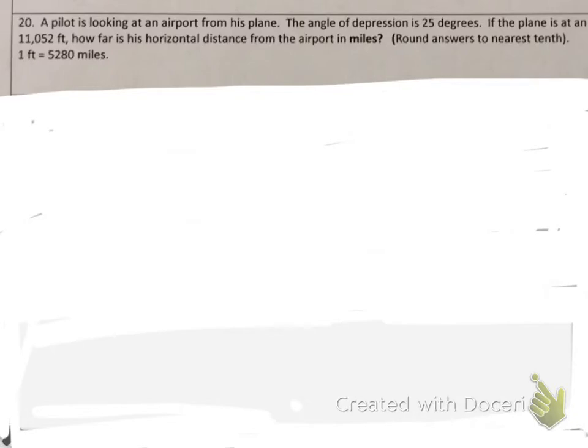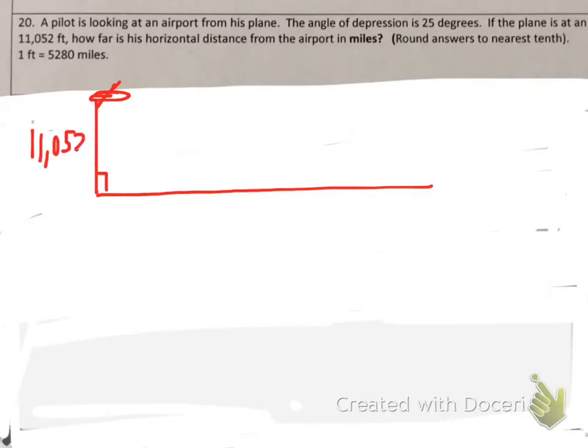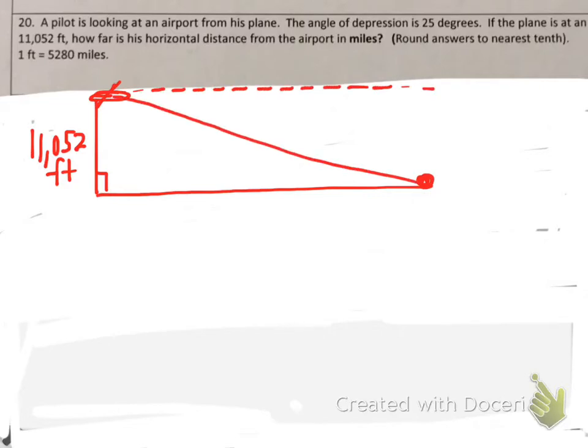So let's draw a picture to represent our scenario. I always start with the horizontal ground. So we have a pilot that's in a plane. So here's my plane. They give us the height, 11,052 feet. And they also tell us the angle of depression from the airport. So we'll say this spot's the airport. So angle of depression, we always have to have the horizontal reference line. So here's our horizontal reference line. And the other ray is going straight to that airport. So that was 25 degrees.